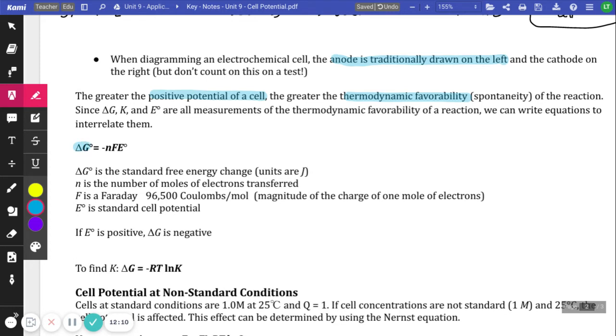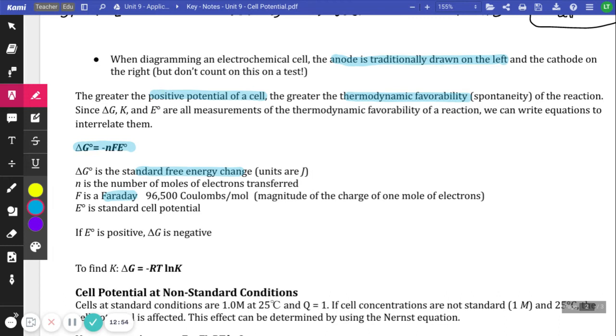So this first one is for delta G, and delta G is equal to negative n F times our cell potential. So delta G is just the standard free energy change. n is the number of moles of electrons. F is a Faraday, and a Faraday is a constant value. All right, so don't worry too much. It is a constant value, and it is found on your periodic table that you'll be given, so your equation sheet.